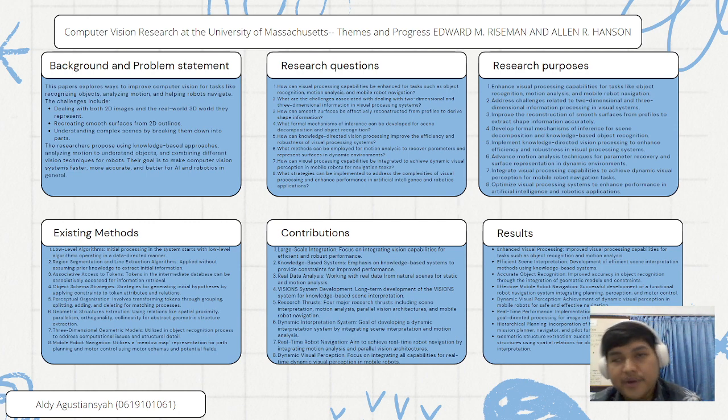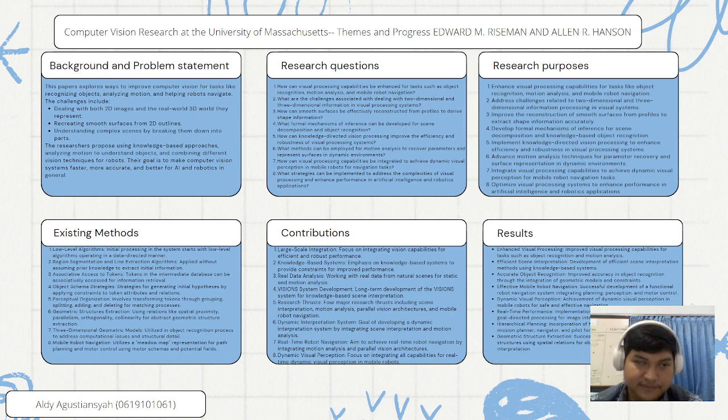Research purpose. 1. Enhance visual processing capabilities for tasks like object recognition, motion analysis, and mobile robot navigation. 2. Address challenges related to two-dimensional and three-dimensional information processing in visual systems. 3. Improve the recognition of smooth surfaces from profile to extract shape information accurately. Those are the big three.